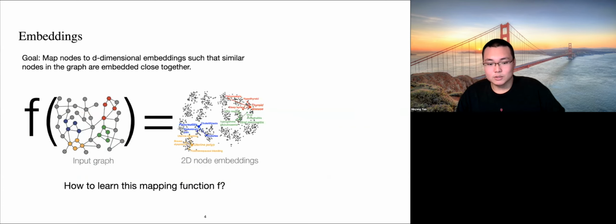And to study graphs, the very first important thing is to transfer natural graphs into a matrix, something like a machine can read. So the goal is to map nodes to d-dimensional embeddings such that similar nodes in the graph are embedded close together. So we want to learn this mapping function f that takes in the graph and outputs the positions of individual nodes. So how can we learn this mapping function f?